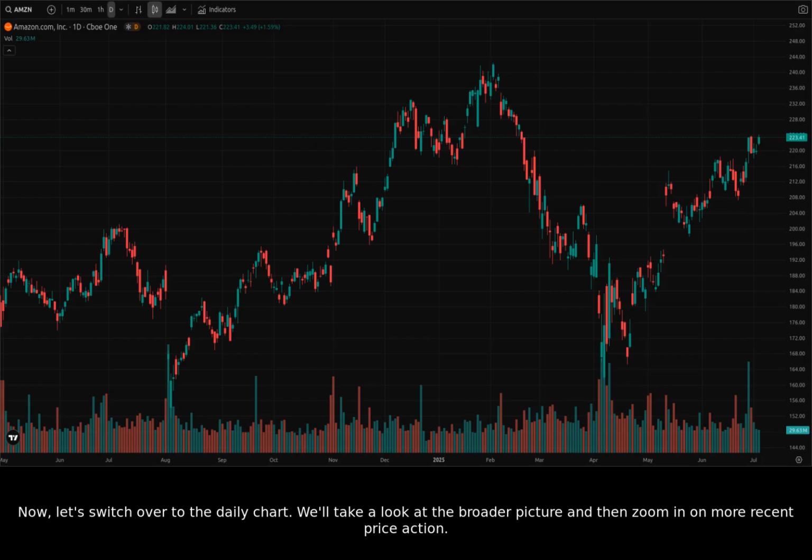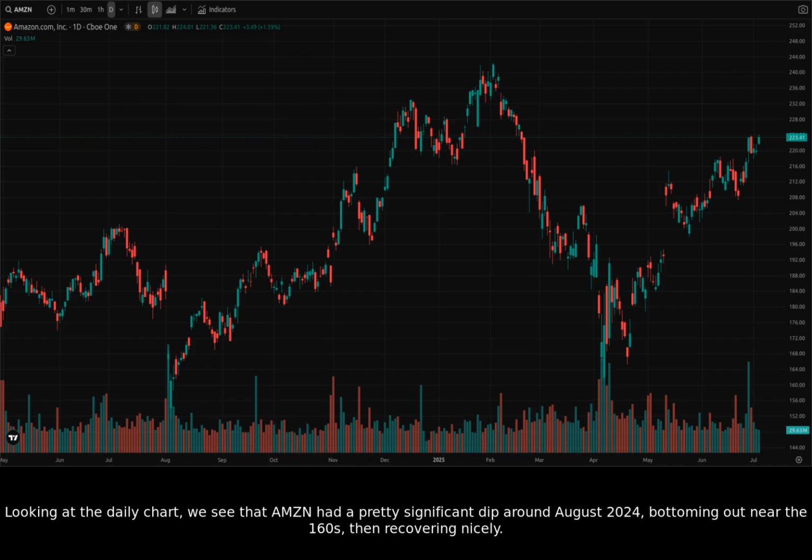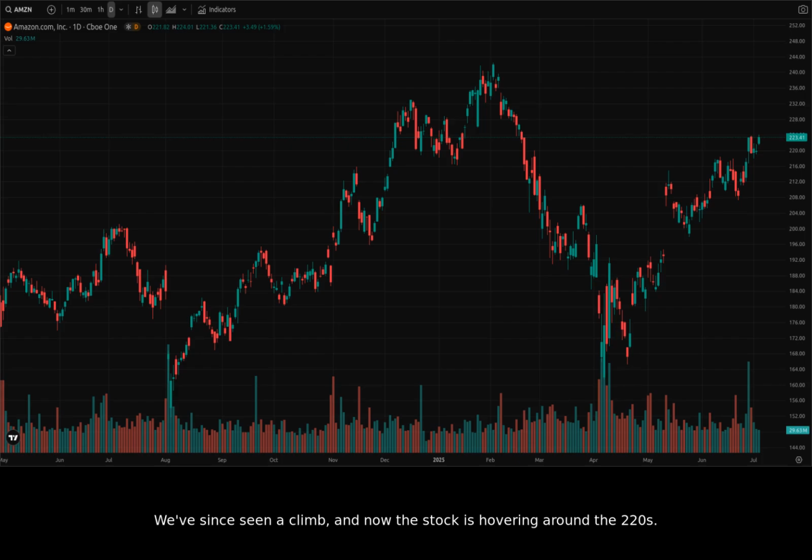We'll take a look at the broader picture and then zoom in on more recent price action. Looking at the daily chart, we see that Amazon had a pretty significant dip around August 2024, bottoming out near the 160s, then recovering nicely. We've since seen a climb, and now the stock is hovering around the 220s. We see some consolidation in the more recent candles.